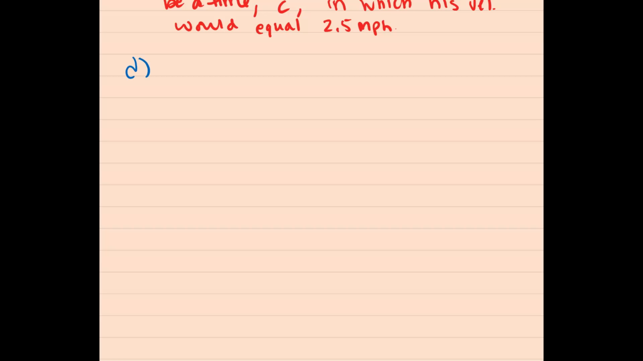Part D. Part D asks us, is there a time at which Brandon's velocity is equal to Chloe's velocity? So now in part D, we want to know, okay, does B ever equal C? So essentially what we're trying to do is say that B of t is equal to C of t.